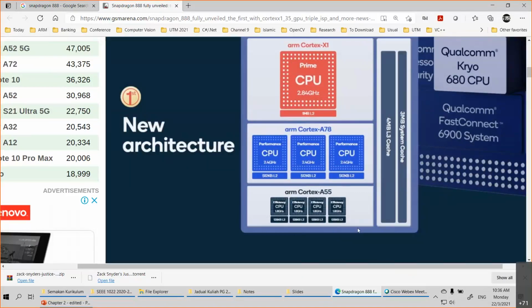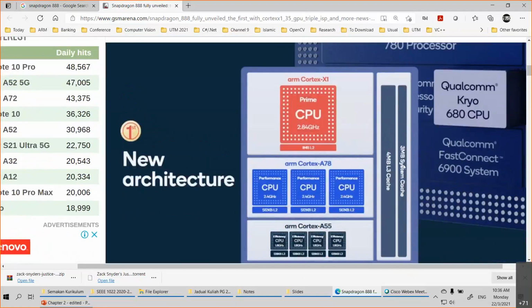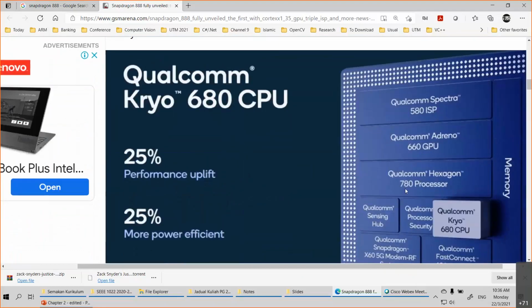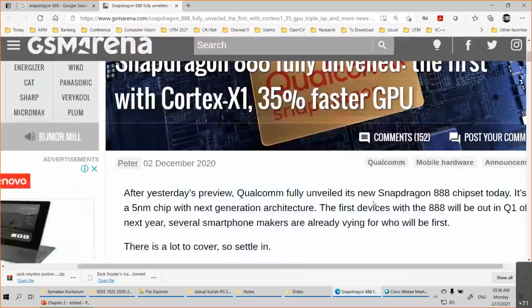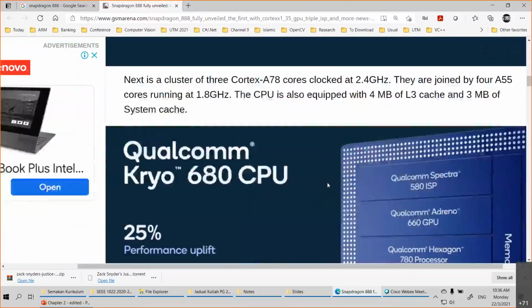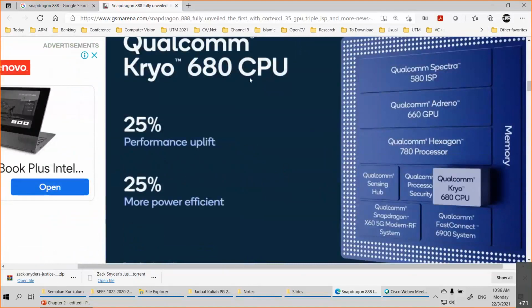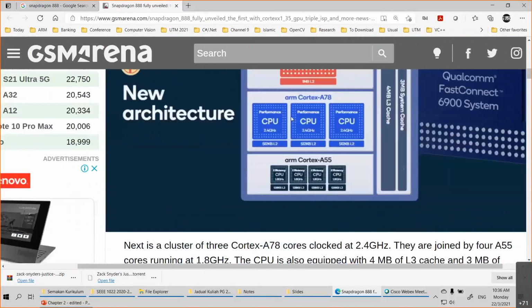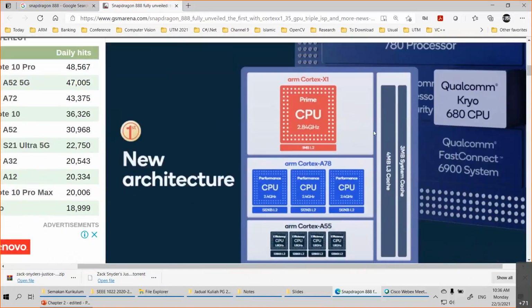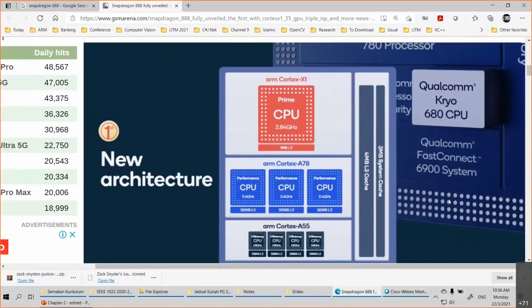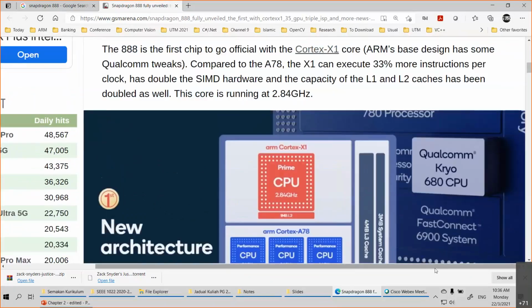And then what else do you have? You have this cache and system cache. Any other information? The 888 also has a Kryo CPU inside. You see, this is your SoC. Inside the SoC you have the CPU and many other things. So let's just focus on the CPU, because inside this one you have the CPU, you have the fast connect. I'll try to find another diagram in a while.